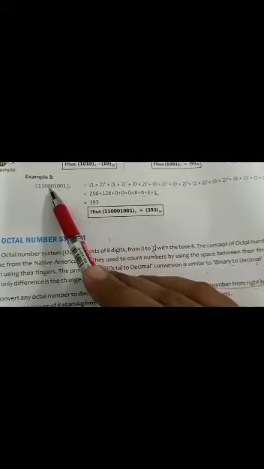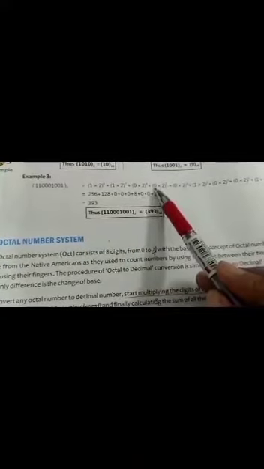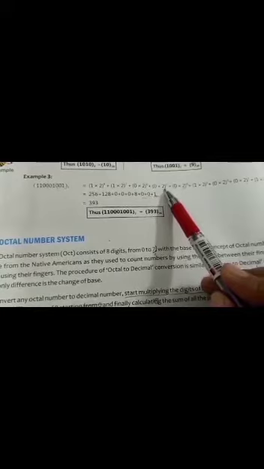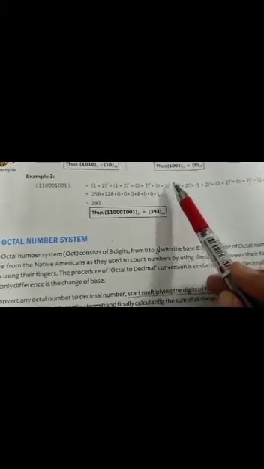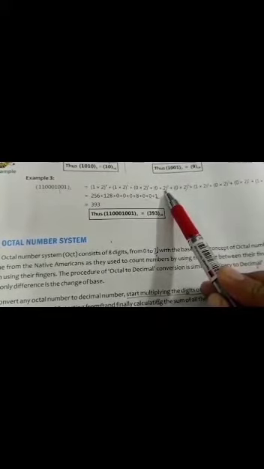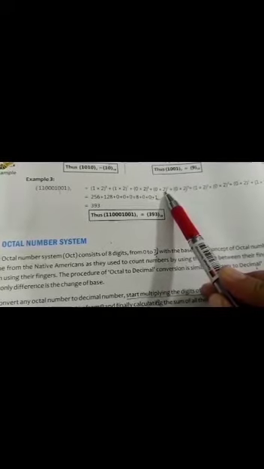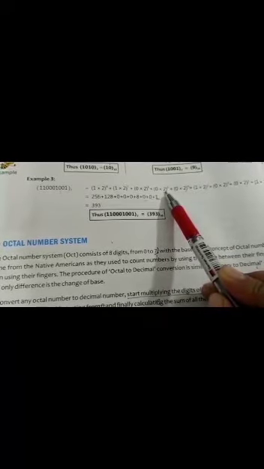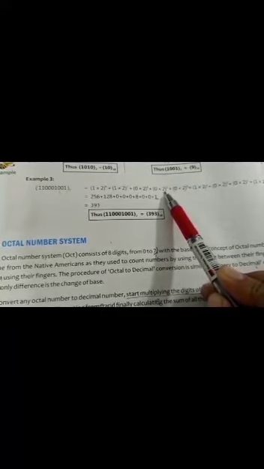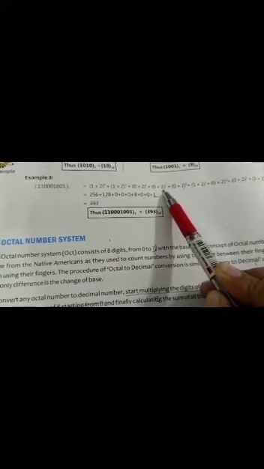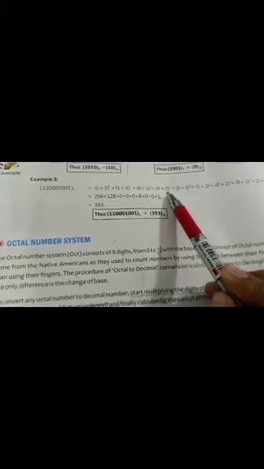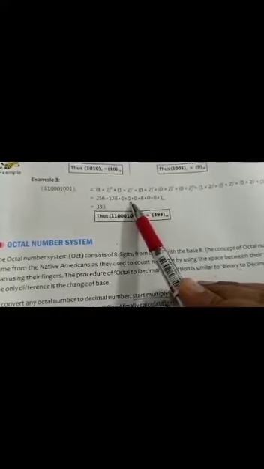Next digit is again 0. 0 multiplied by 2 power 5. 2 multiplied by 2 is equal to 4. 4 multiplied by 2 is equal to 8. 8 multiplied by 2 is equal to 16. 16 multiplied by 2 is equal to 32. 0 multiplied by 32 is equal to 0.